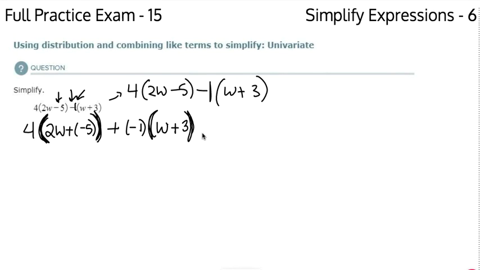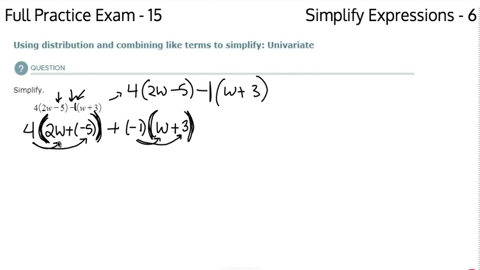So following the order of operations, I cannot combine anything inside the parentheses. So I look outside and I can distribute. I can distribute my 4 into the first set of parentheses and my -1 into the next set. And you can do that all at once if you would like. You can even go ahead and multiply as one step.